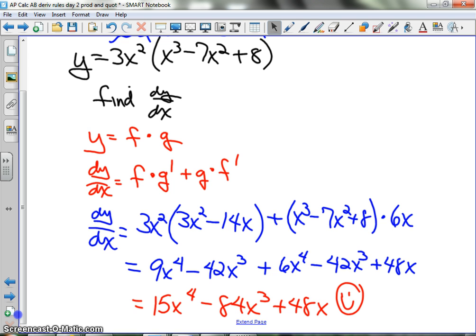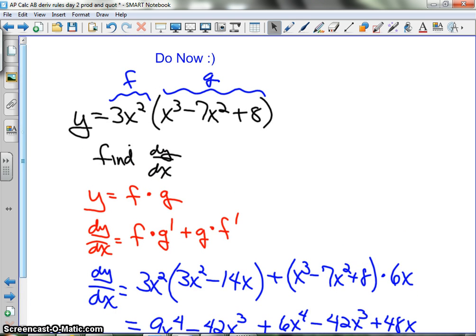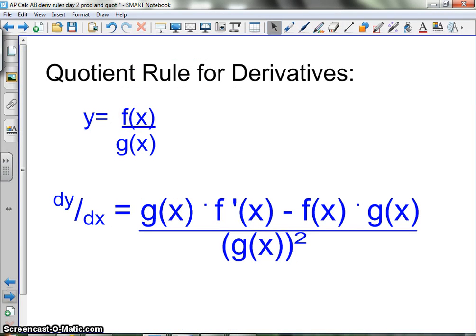Now, since the derivative of a product is not equal to the product of the derivatives, I don't think there's much chance, if I have a quotient, f of x divided by g of x, that the derivative will just be the derivative of the individual pieces. And as it turns out, it's not. So we have what's known as the quotient rule for derivatives. If y is equal to f of x divided by g of x, then dy/dx is equal to g times the derivative of f minus f times the derivative of g, all divided by g of x squared.